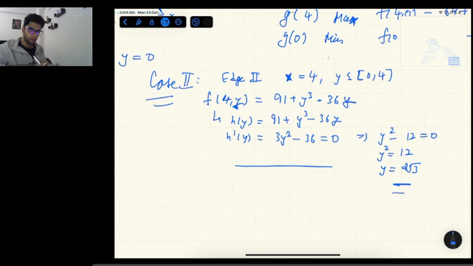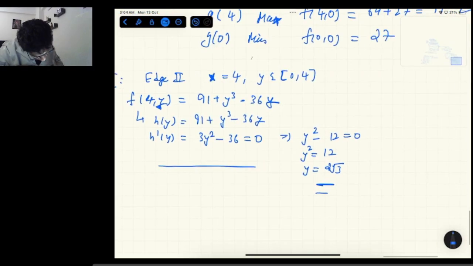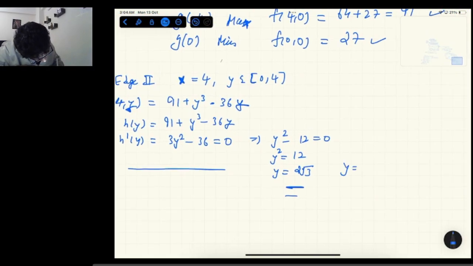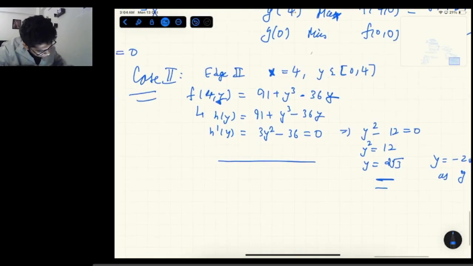The reason is my y and x both lie between 0 and 4. So why would I be taking a negative value, right? I'd be rejecting one value. So y is equal to minus 2 root 3 is rejected as my y lies between 0 and 4. So 2 root 3.